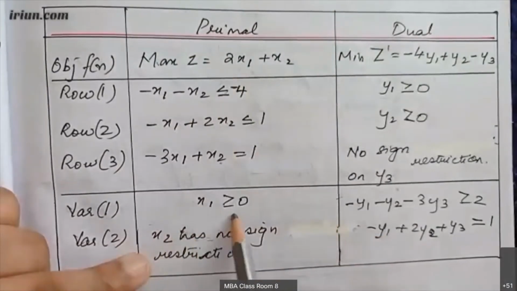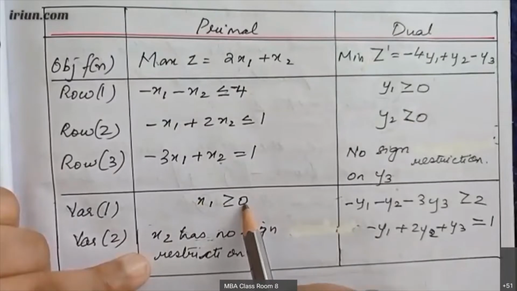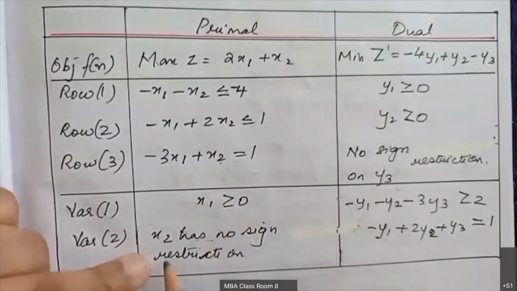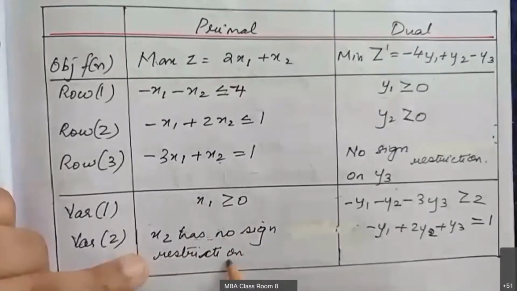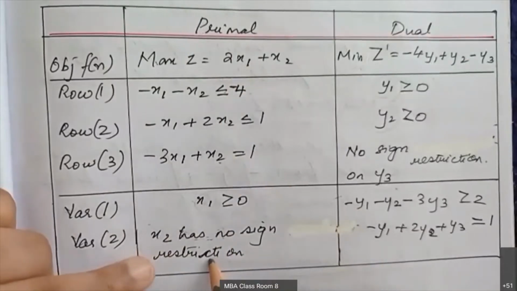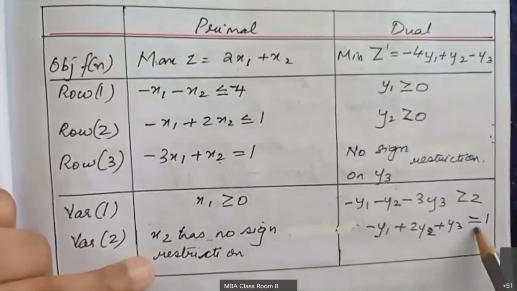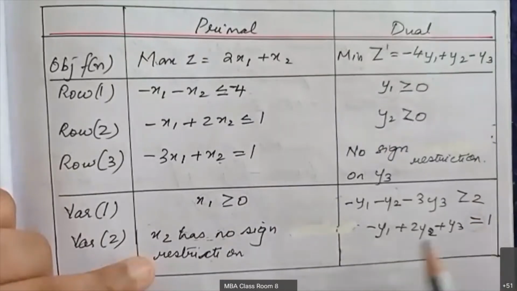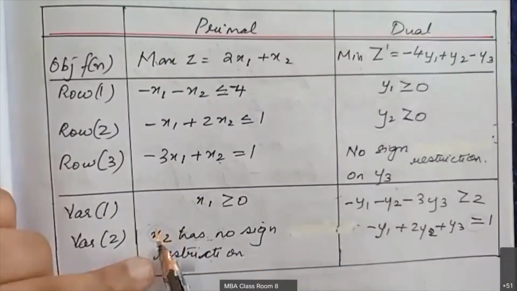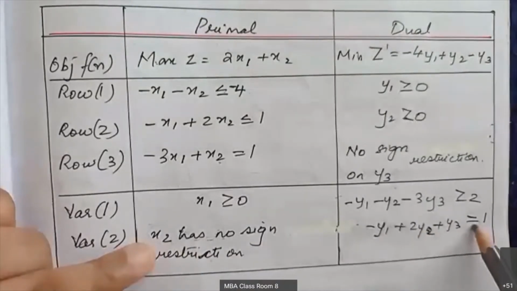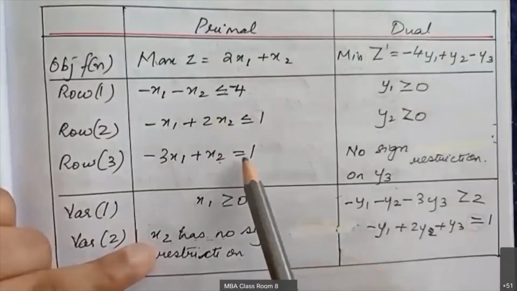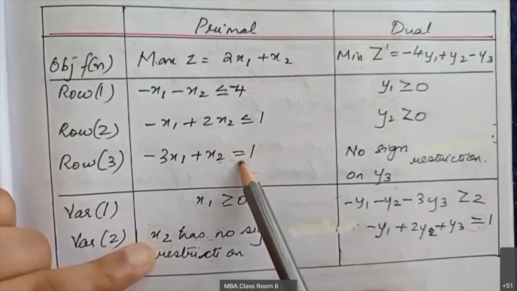They are telling us X1 is greater than 0. All the values of X1 should be greater than 0. But in the case of X2, they are telling us X2 has no sign restriction. If such a constraint is there in the primal, then what will be the corresponding one in the dual? In the dual, it will be an equal to sign. X2 is the second variable here in the primal, so the corresponding second constraint will have an equal to. Is it clear? Similarly, over here, the third constraint is having the sign equal to.